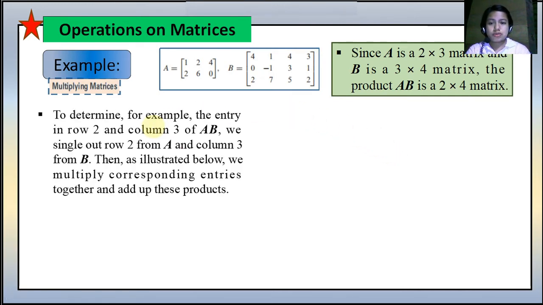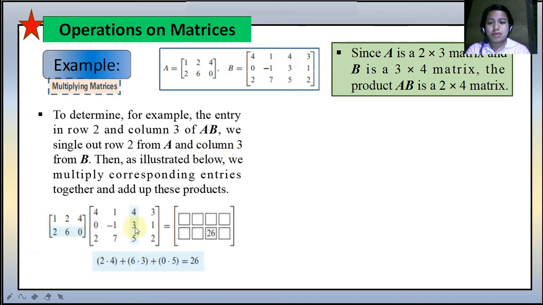Now let's proceed to the computation. To determine, for example, the entry in row 2 and column 3 of AB, we single out row 2 from A and column 3 from B. Then as illustrated below, we multiply corresponding entries together and add up these products. So our second row entries are 2, 6, 0, and our third column entries for matrix B are 4, 3, 5. So we'll multiply 2 times 4 plus 6 times 3 plus 0 times 5. That will give us 26.